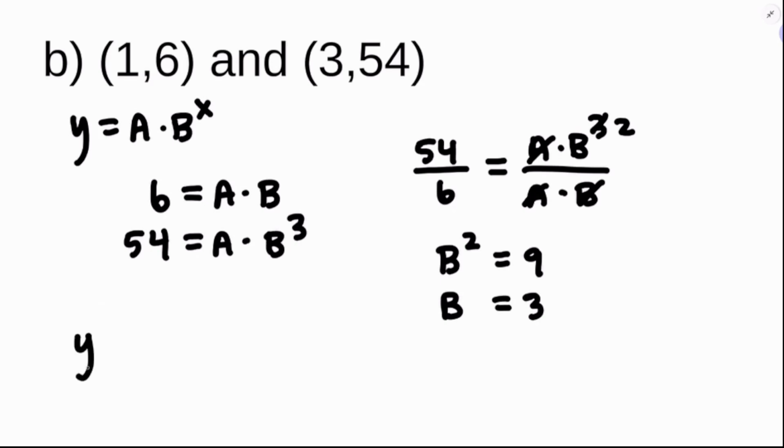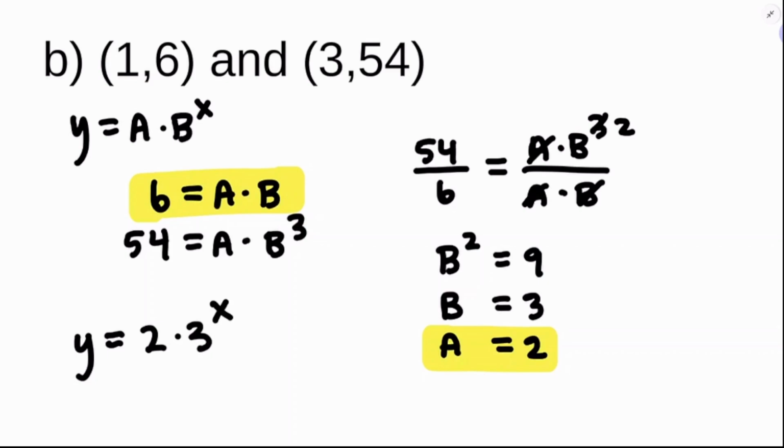So y equals a times b to the x. Did we figure out what a was? No, we haven't done that yet, but 6 equals a times b, so that means a is going to need to equal 2. So I'm going to use that, and so y equals 2 times 3 to the x.